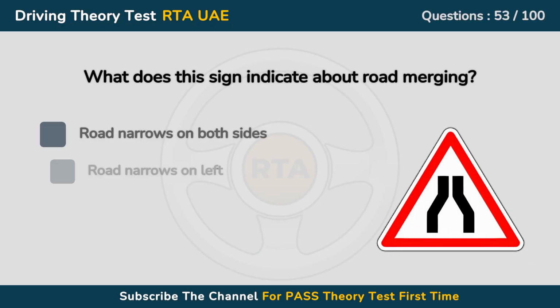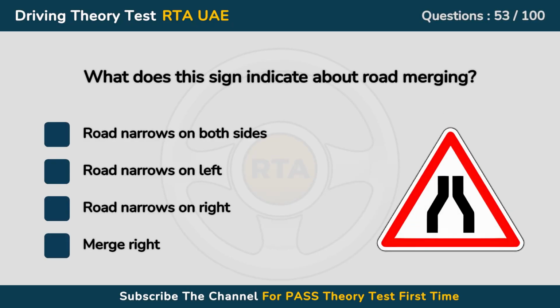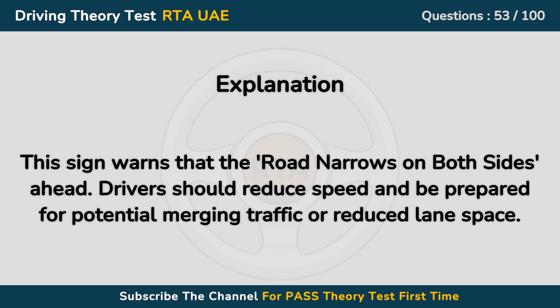Question 53. What does this sign indicate about road merging? A. Road narrows on both sides. B. Road narrows on left. C. Road narrows on right. D. Merge right. Answers is A. Road narrows on both sides. This sign warns that the road narrows on both sides ahead. Drivers should reduce speed and be prepared for potential merging traffic or reduced lane space.